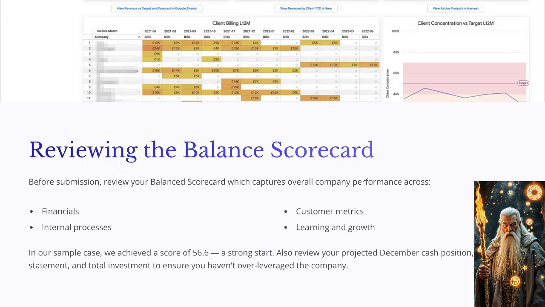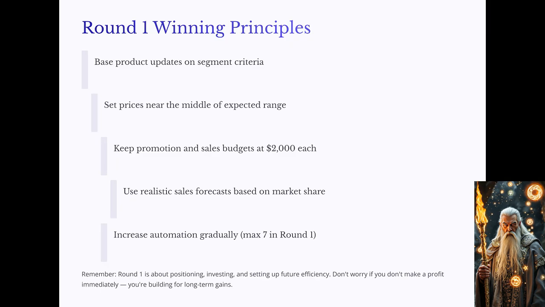Part 7. Reviewing the balanced scorecard. Before you submit, review your balanced scorecard. It's a key metric that captures overall company performance, including financials, internal processes, customer, learning, and growth. In this sample case, after all decisions, we achieved a score of 56.6. That's a strong start. Also review your projected December cash position, income statement, and total investment. Make sure you haven't over-leveraged the company.